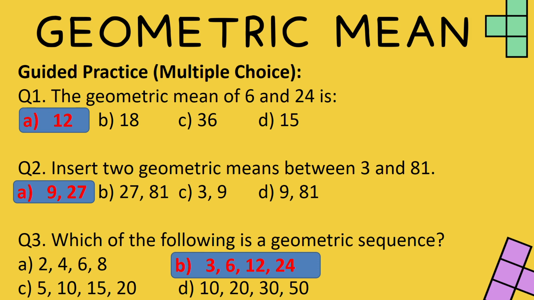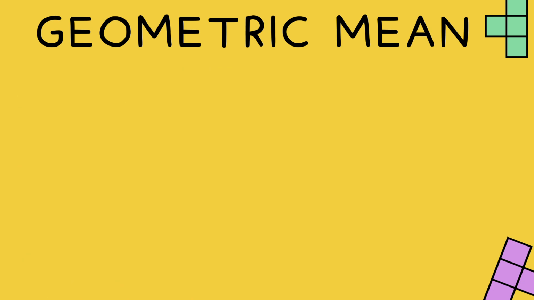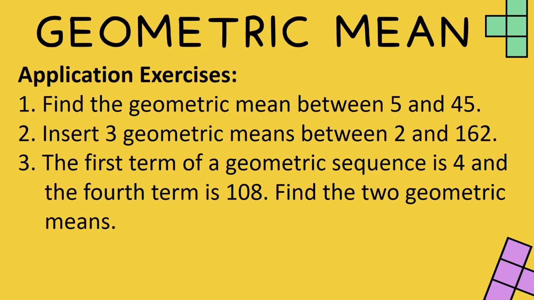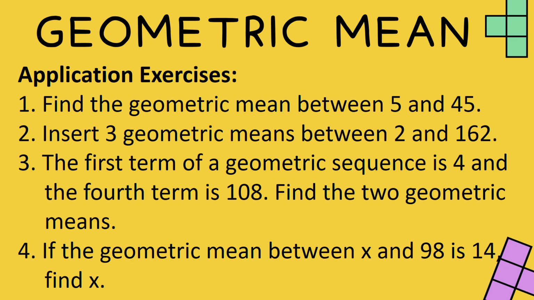Okay, so for our final exercise, I want you to write your answers on a whole sheet of paper or maybe in your notebook. Then don't forget to take a picture and then submit. Okay? So here are the following questions. So first one is find the geometric mean between 5 and 45. That's very easy. Only insert 1. For number 2, insert 3 geometric means between 2 and 162. So you really need to show your solution there.